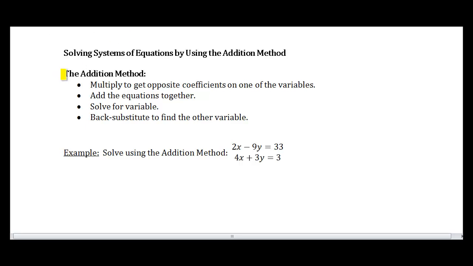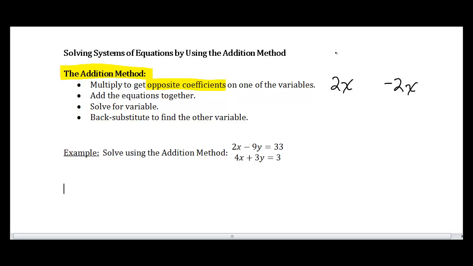These are some steps that I take and use to help me solve using the addition method. Since we have two variables, we have to come up with a way to eliminate one of the variables, so sometimes this method is also called the elimination method. But what we're going to do is multiply to get opposite coefficients on one of the variables. What I mean by opposite coefficients, for instance, if I see a 2x and I want an opposite coefficient, then the opposite of 2 would be negative 2.